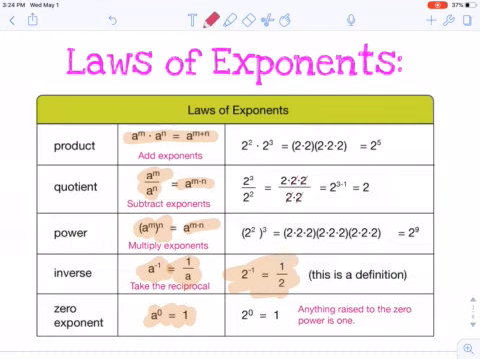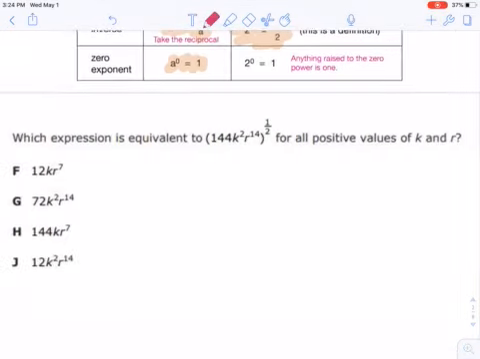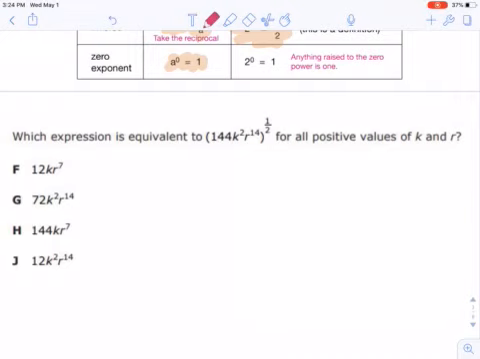I thought this was better explained, though, just through doing a couple problems. So I'm going to work through a few star questions. So the first one is 144k squared r to the 14th raised to the 1/2 power. So remember that when you have an exponent outside of the parentheses, you need to distribute it to everything inside the parentheses as long as there is no plus or minus sign inside.